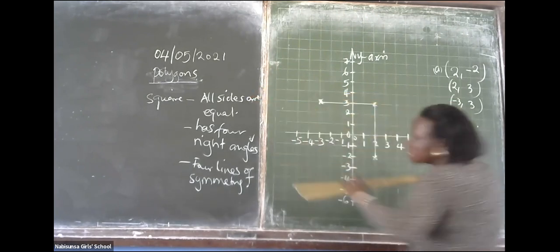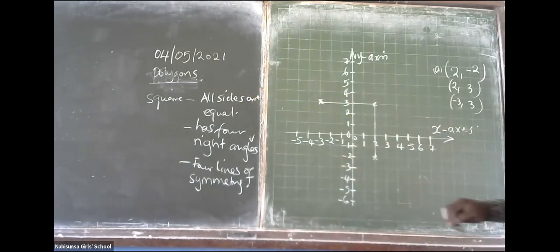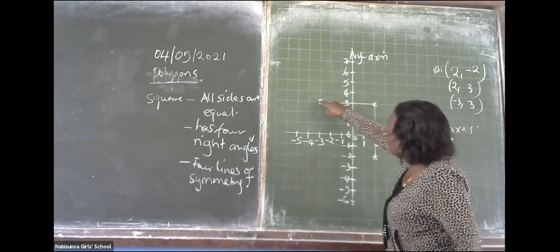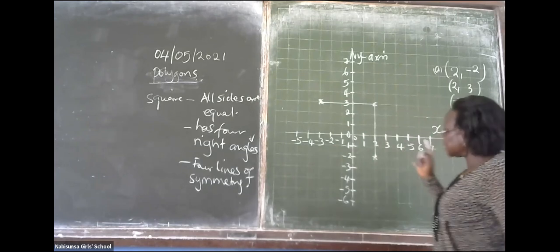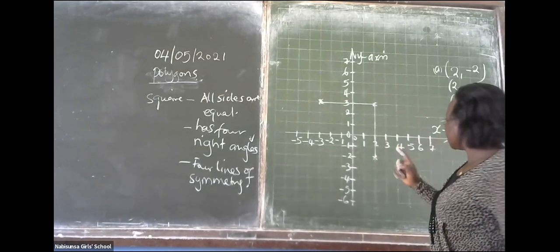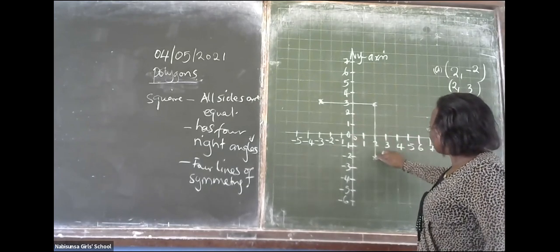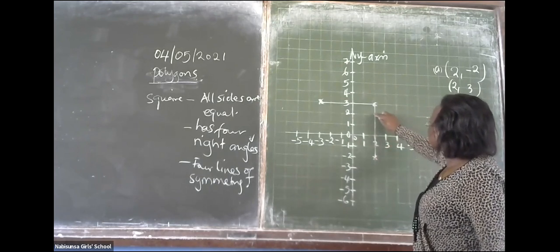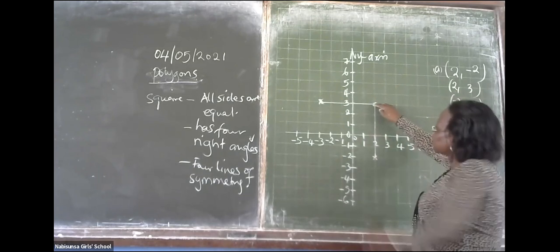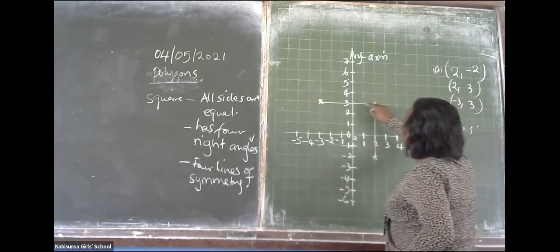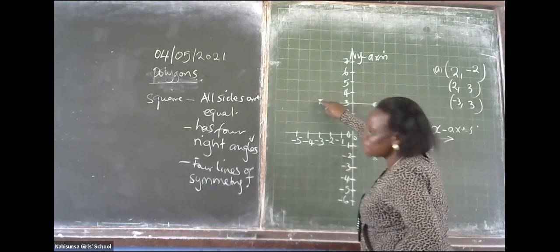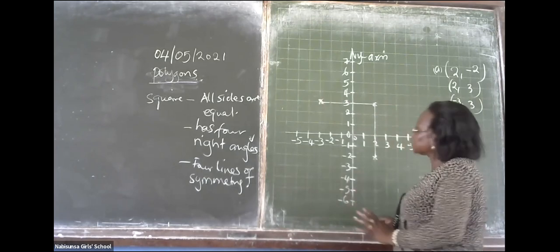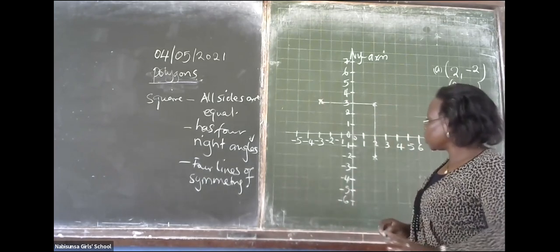This figure here is a square. We have this point joined to that one, this one joined to that one. So where will the fourth point be so that we have a square? First of all, we have 1, 2, 3, 4, 5. Is it the same as this length here? 1, 2, 3, 4, 5. So far we are okay. Now we are trying to locate the fourth point.